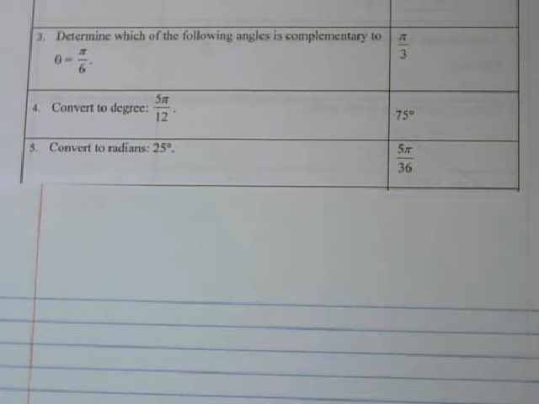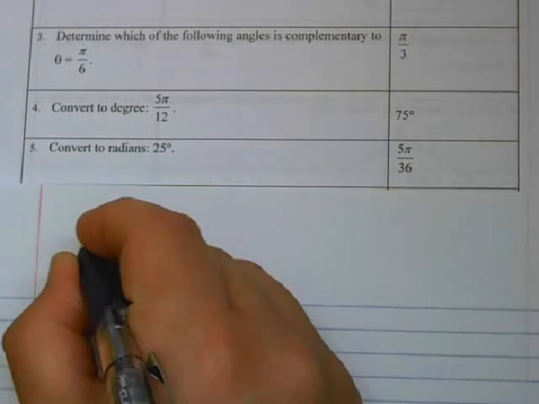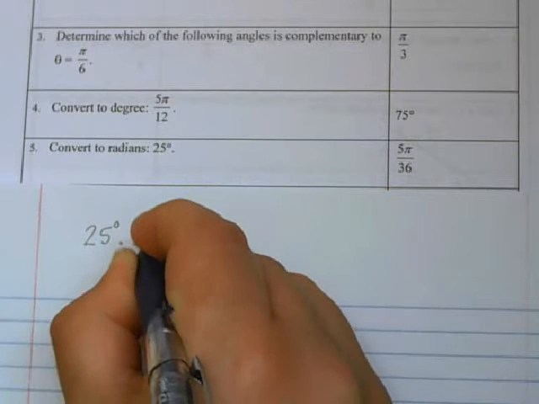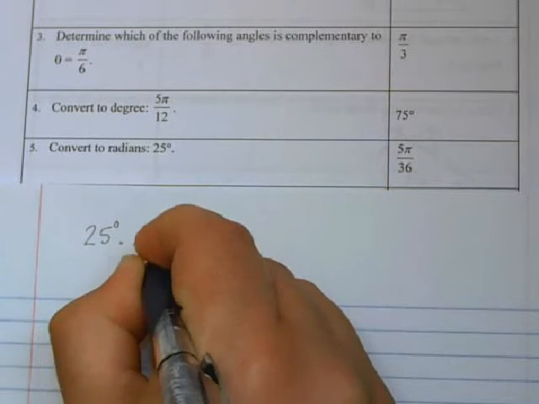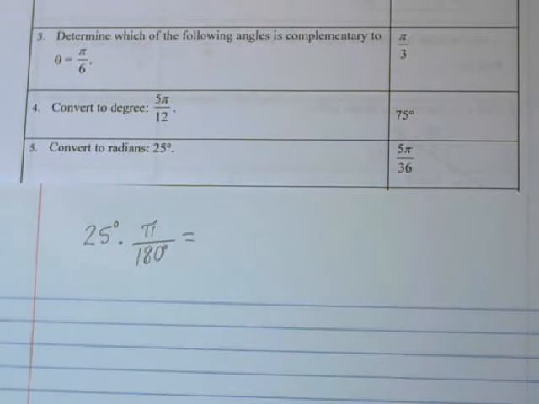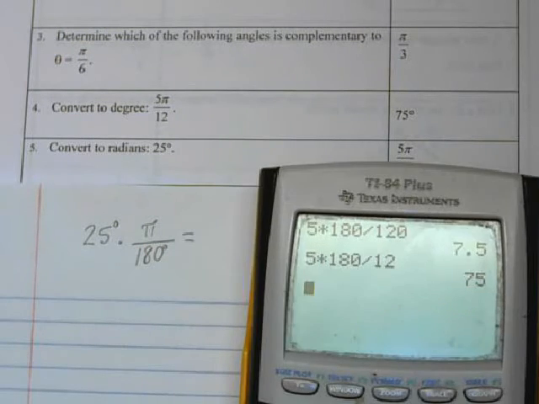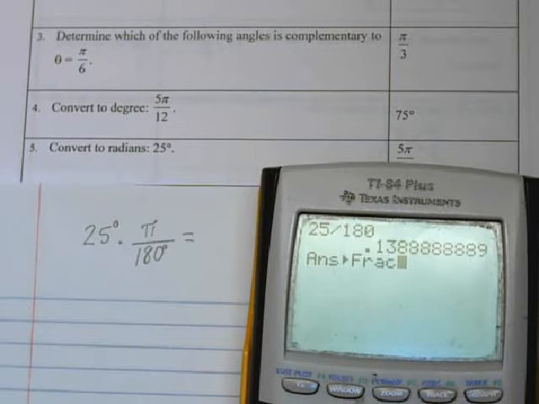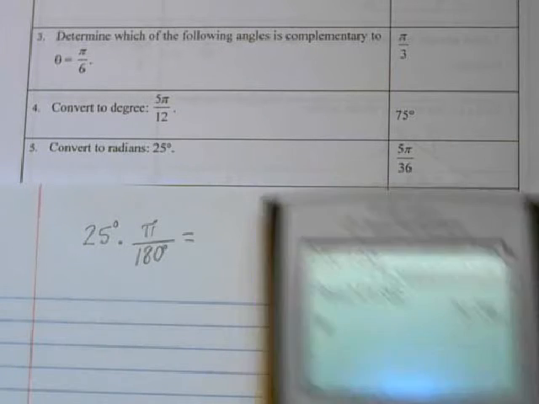Okay, for the next one, we're going from degrees to radians. So now we're going to multiply by pi radians over 180 degrees. And we get 5 pi over 36.